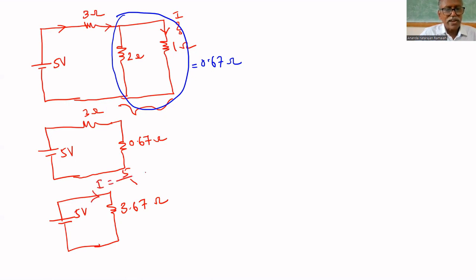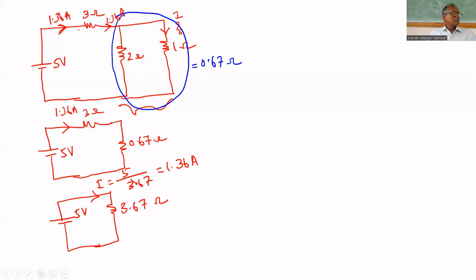Therefore, what is the total current? I equals 5 divided by 3.67, which is 1.36 amperes. Here also 1.36 amperes. Therefore, the current through 3 ohm is 1.36 amperes. But the current asked is in 1 ohm. That's why we have to go further. In this circuit, what is the current through this? 1.36 amperes is entering here.